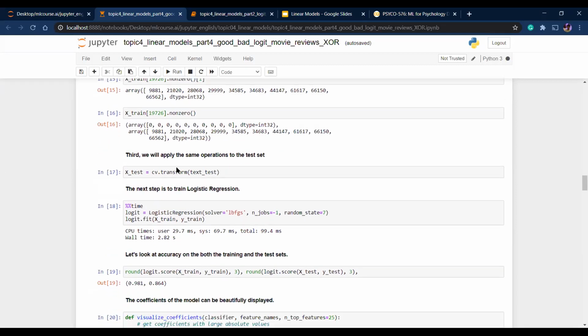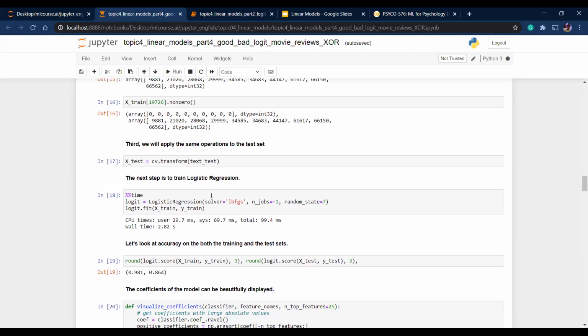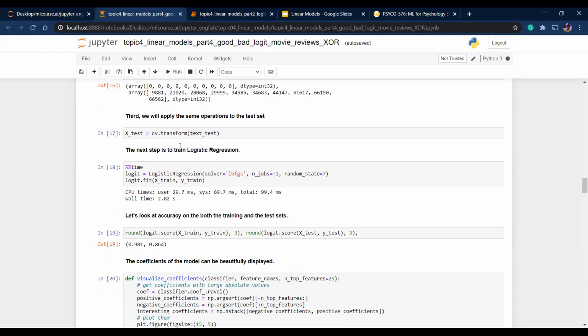Now we use the same transformation that we applied on the training set to transform the test set, and that's how we get X_test. Note that we are not using a CountVectorizer that was fitted on the test set. We only use the one from the training set, because if we did it from the test set, we'd have information from the test set, and that would be cheating, right? So we don't want that.